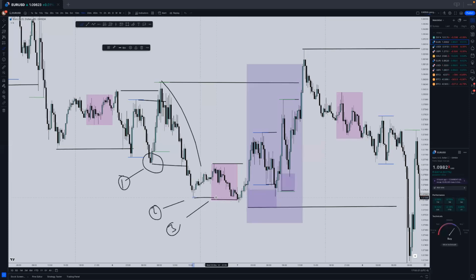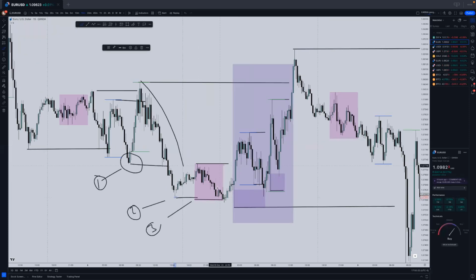So after Asian session, what session is next? London. So London came, took care of Asian session, then it broke structure. So it used Asian session as what? Its own external liquidity right here. So it took it out, break structure, right? I got in from here.